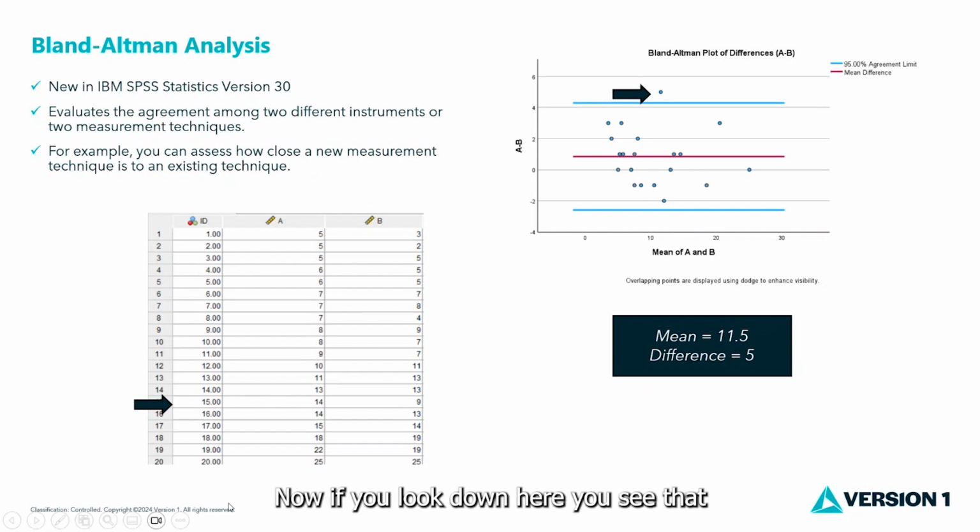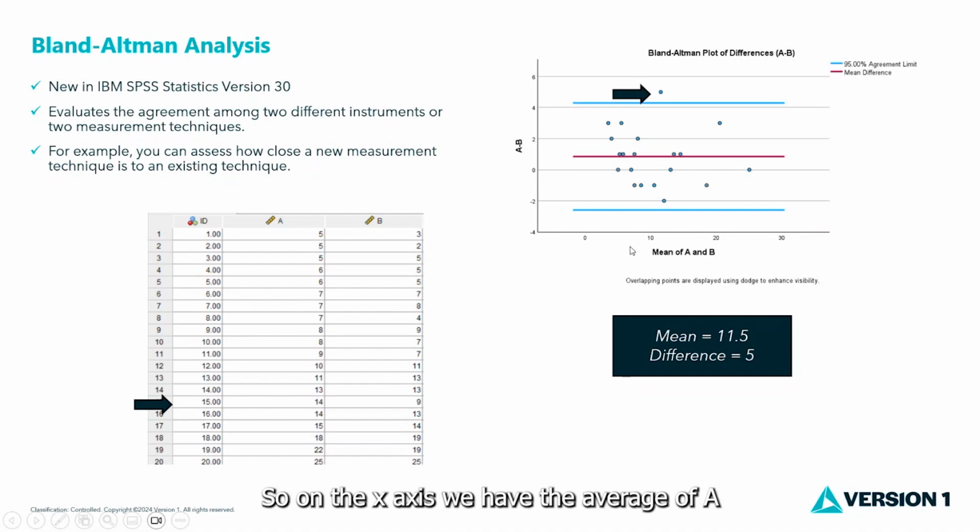Now, if you look down here, you see that I have a small sample data file. I have 20 respondents, and I can see their measurements on measurement technique A and measurement technique B. If we look at respondent 15, we can see that they scored a 14 on measurement technique A and a 9 on measurement technique B. Now, we'll take the average or the mean of these two scores and the difference. You can see the mean here and the difference, and that's actually plotted in the Bland-Altman plot. You can see that point here.